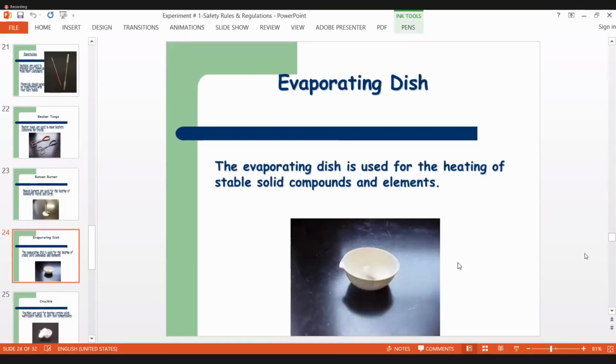This is the evaporating dish. You can evaporate water or anything. You can put that component here. Then you can heat it, so the water will be evaporated from here.